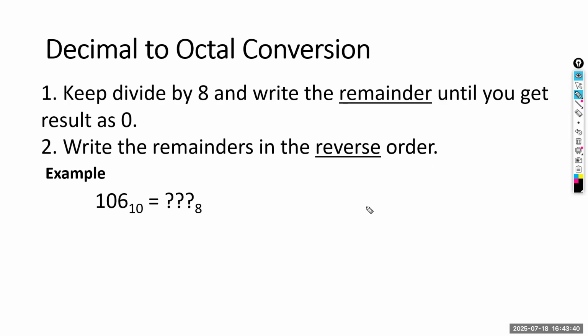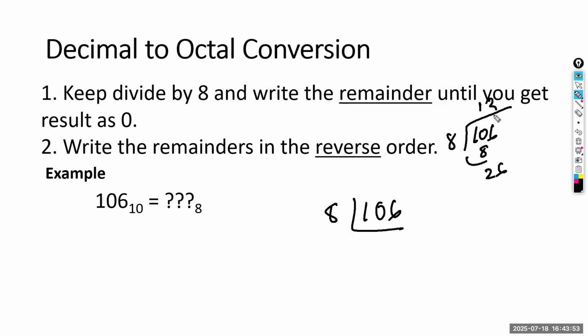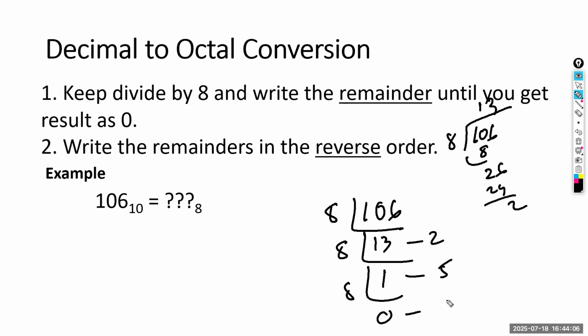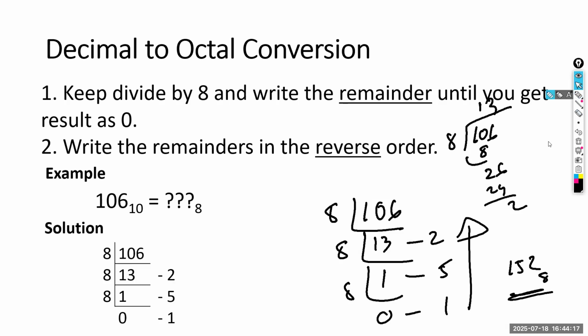So let's take 106. Divide by 8. Of course, if you find it difficult, just divide in the normal way and take the results. 8 into 106: 13, 2 remains. Again, divide by 8: 1, 5 remains. Then 0, 1 remains. So 152 in base 8.